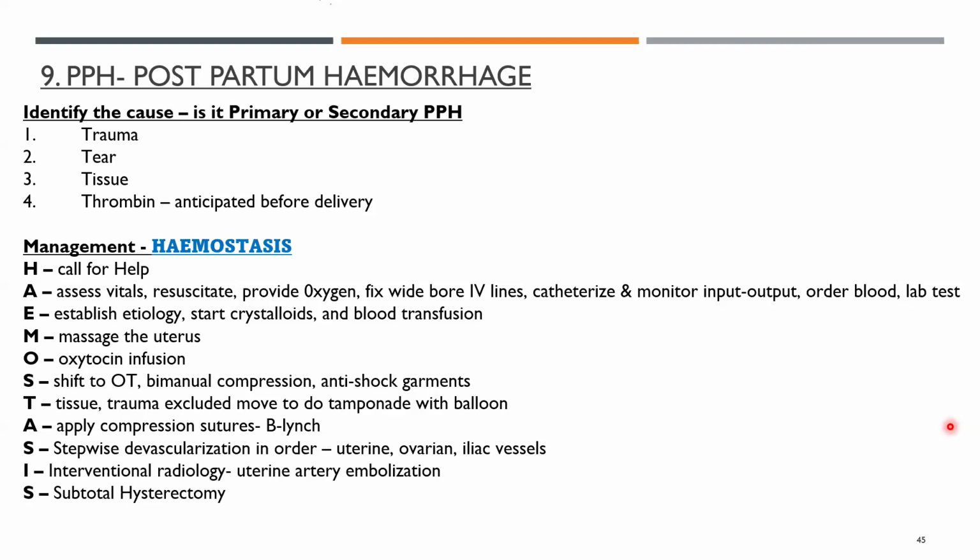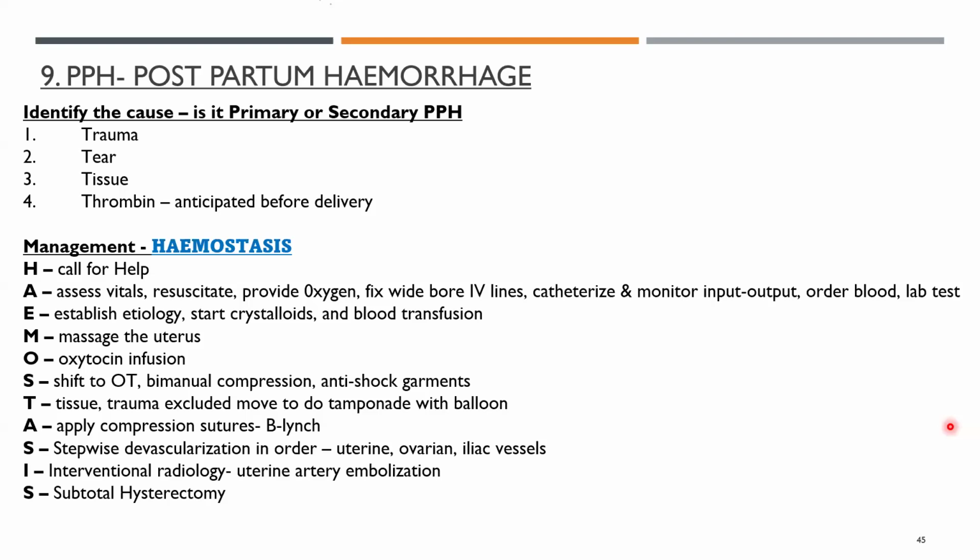Management, the important part that we're concerned with. Now we bring our next mnemonic and the last one for today, HAEMOSTASIS. Remember this, literally just write it down and let's go with it one by one. H, call for help. Always remember, call for help. A, assess the vitals, resuscitate, provide any oxygen if needed, fix the wide bore IV cannulas, catheterize this patient, monitor your input and output, order blood, get your lab tests done, get samples for labs, do a GXM, start working on your tests, etc. E, establish etiology, start crystalloid therapy, start the blood transfusion.